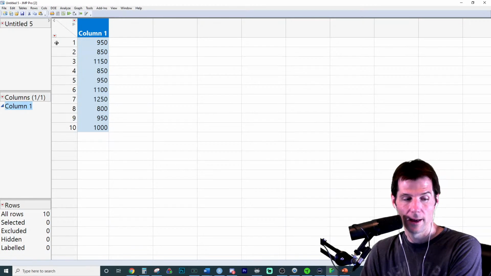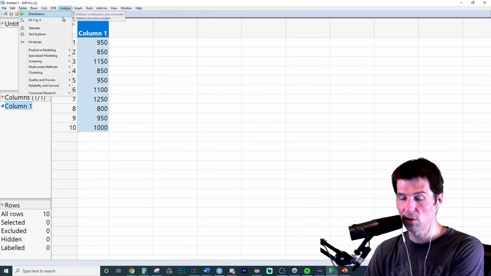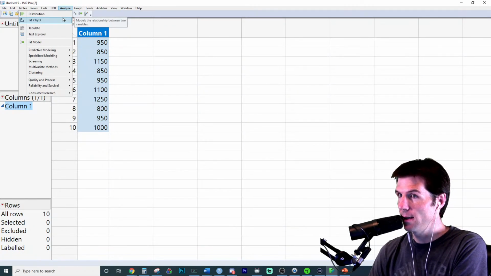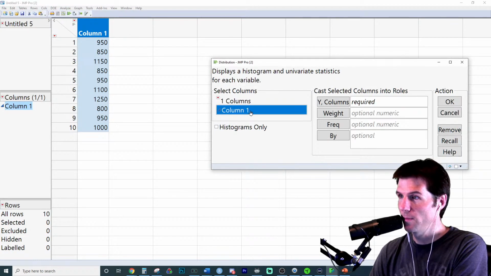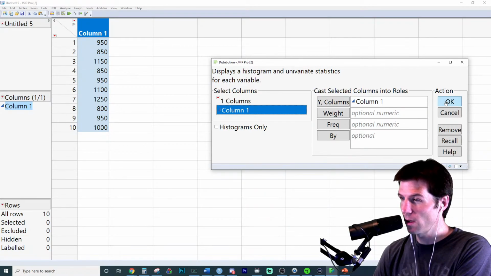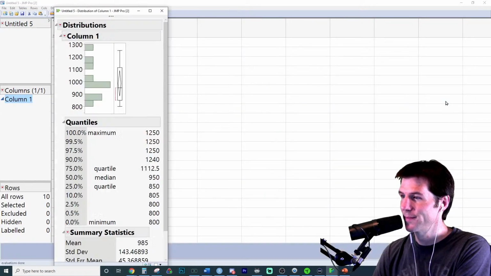There's the data. And now we're going to go to Analyze, Distribution. If you're using a Mac, it'll be all the way at the top. You'll have to go to the top bar. And on Analyze Distribution, we're just going to double-click the variable. And now we can click OK. And it's going to give us a lot of the answers, which is awesome.